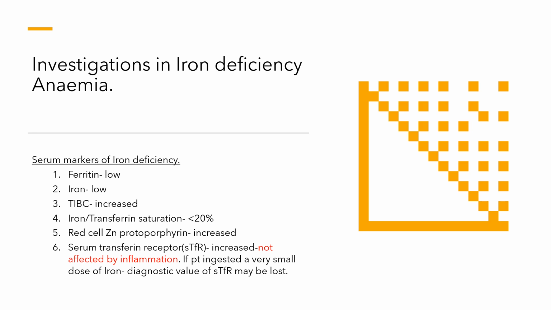And you can do serum transferrin receptor level, which is important because it is not affected by acute inflammation. So in inflammatory diseases with anemia you can do that. And the disadvantage is if you ingest a small amount of iron, it can reduce the serum transferrin receptor level.